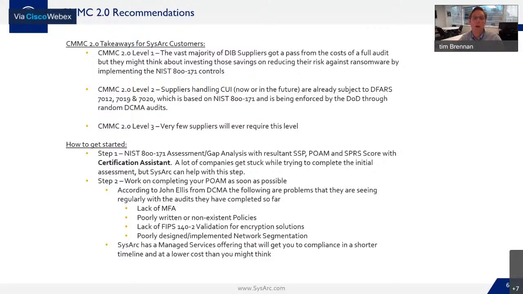So those are areas that are actually pretty low-hanging fruit, things that you can do to improve your security right away and move forward on your POAM, if you're not already doing that.